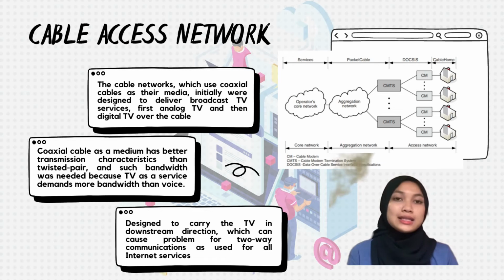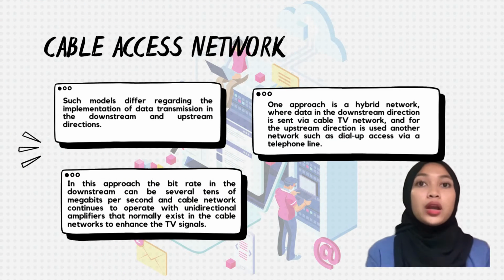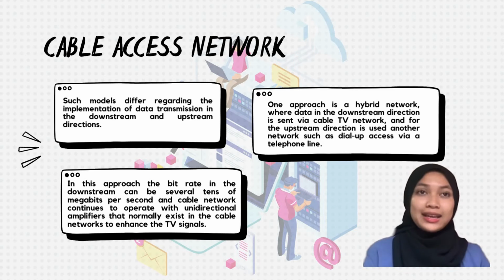The coaxial cable as a medium has better transmission characteristics and a much wider frequency spectrum for signal transmission on one side, than twisted pair. Such bandwidth was needed because TV as a service demands more bandwidth. On the other side, cable networks were initially designed to carry TV in the downstream direction.